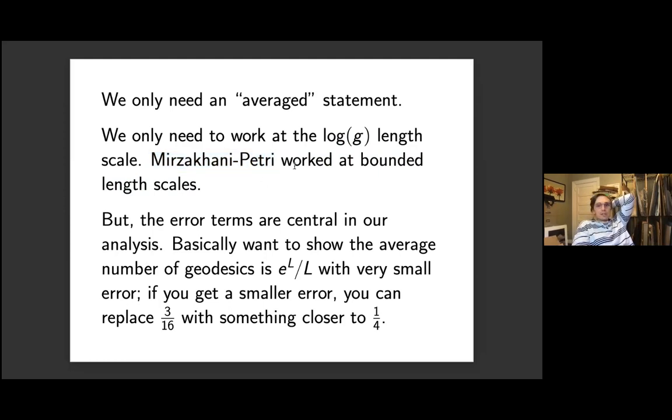So we're going to prove an averaged version of that conjecture at the log G length scale. But we should keep in mind that what we're doing is not soft, it's hard analysis. The whole name of the game is the error term. You spend all of your time paying attention to the error terms. Basically, what we want to do is show that the average number of geodesics is e to the L over L with very small error. And if you get better error, you can replace the constant 3/16 with something closer to a quarter. If you get really exceptional error, then you can prove the 1/4 statement.